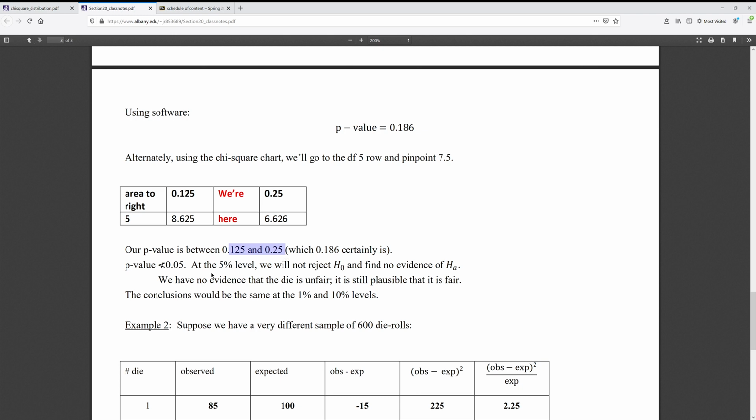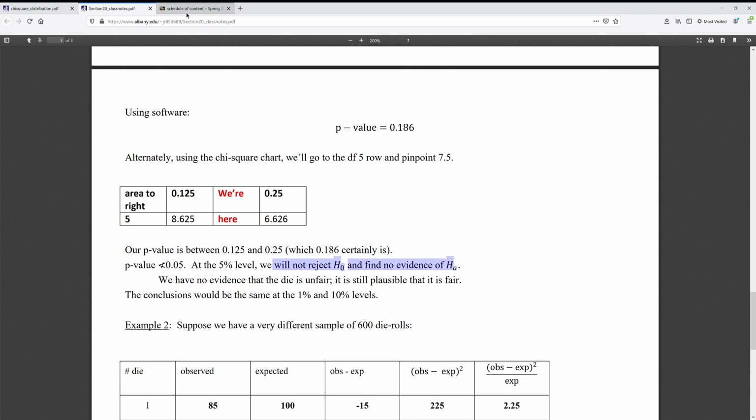So at the 5% level, for instance, or even the 10% level or the 1% level, if it's more than 12.5%, it's just not suspiciously small. In particular, at the 15% level, sure, maybe, but here we're doing the 5% level, and our p-value is definitely not less than 0.05. So we will not reject H0 and find no evidence of HA. We will not reject the theory that it is a fair die. We will find no evidence that it is an unfair die.